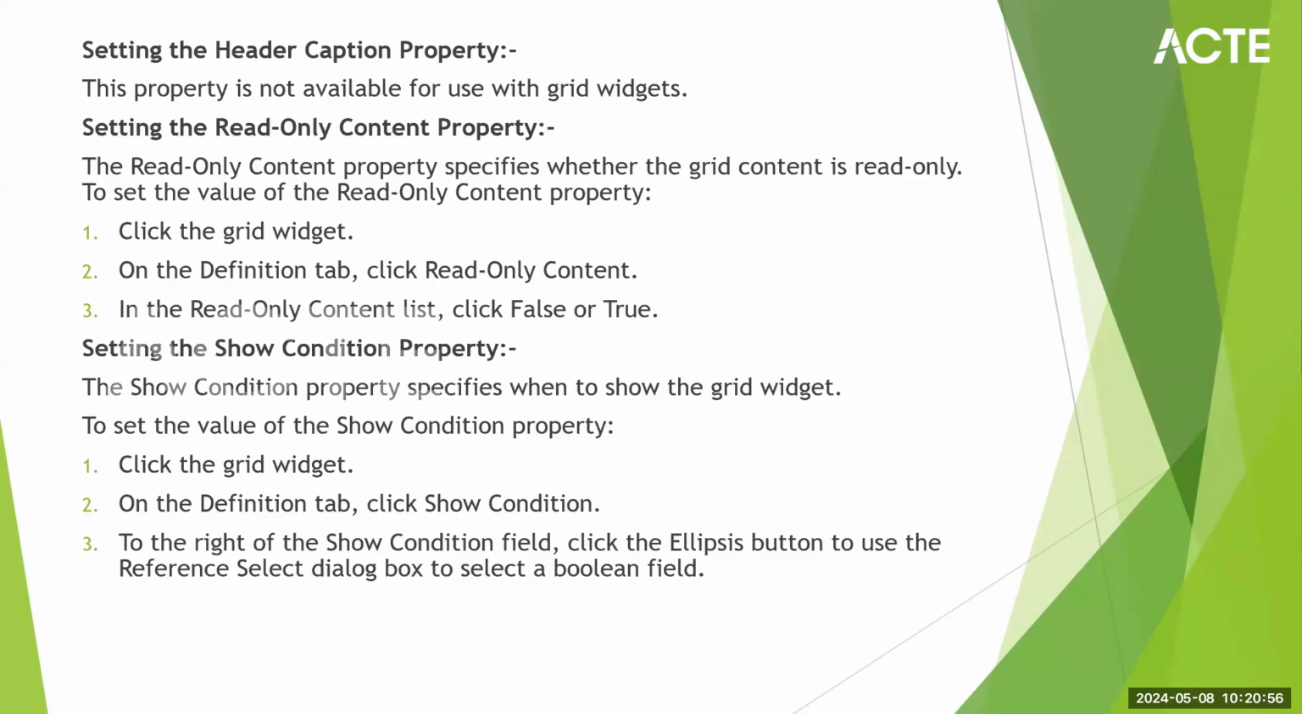To set the value of the show condition property, click the grid wizard on the definition tab, click show condition. To the right of the show condition field, click the button to use the reference select dialog box to select a Boolean field.